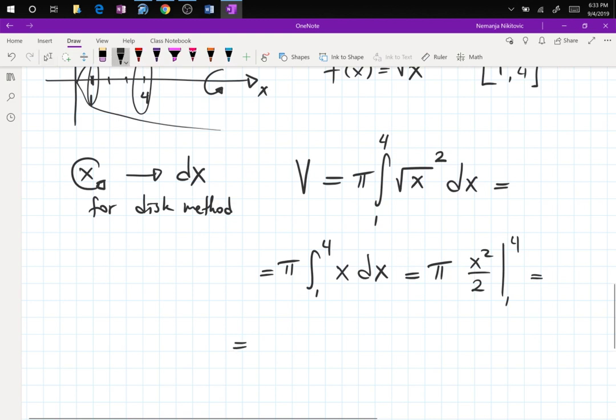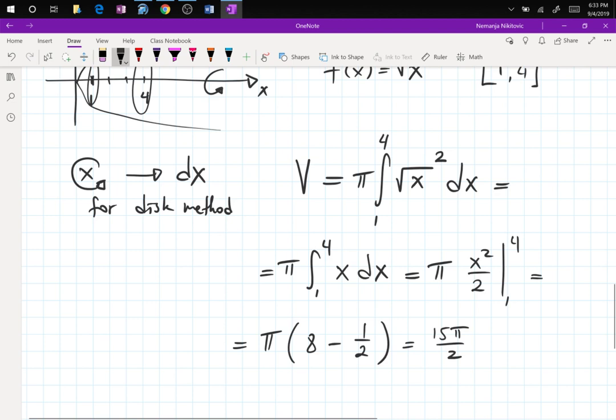So 4 squared is 16. So we have a pi, 16 divided by 2 is 8, minus a half. Right? And if you want the decimals, you can punch this in the calculator and get it. I'm just going to call this 15 pi over 2. 15 times 3 is roughly 45 and stuff, so call it 46, because of 3.14, right? And then cut 46 in 2. It's about 23 units cubed.